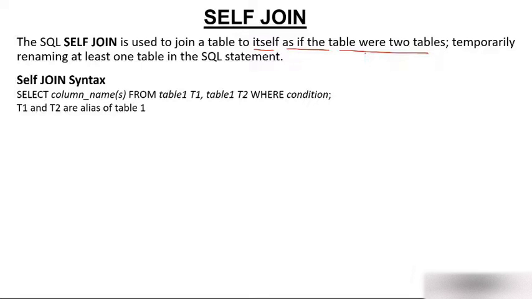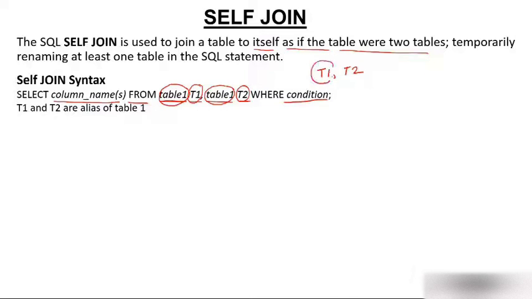Okay, fine, because we have to give a different name to each table. Let's start. The syntax is select, and whatever columns you want to select, from table 1 T1, table 1 T2. This means there is only one table known as table 1, and we have created an alias, which means a second name of the table. I'm naming this table 1 as T1, and again I'm naming this table 1 as T2. So finally there are two tables, T1 and T2, and we are applying some condition on it. So this is called self join.